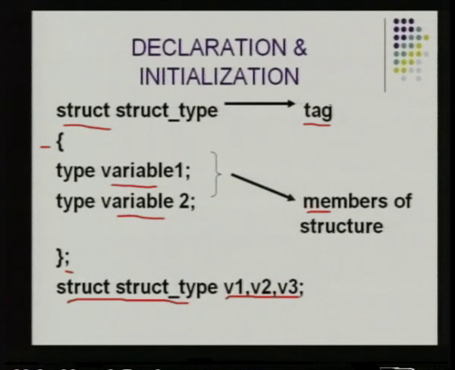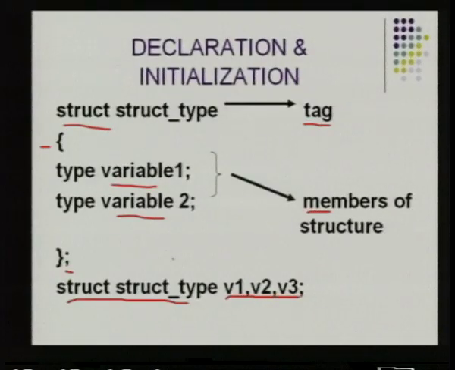So, you have three different parts in a structure. You have the struct keyword, you have the tag for the structure, you have the members of the structure, and you have the structure variables. Now, if you see, the struct type is repeated over here. So, the same method should be followed when we are declaring the structure variables. That means these variables belong to this type of structure.